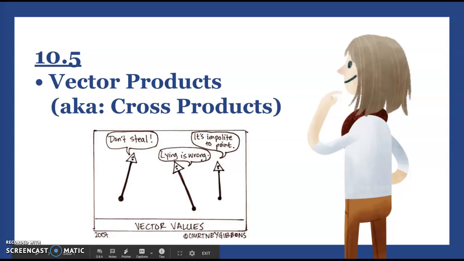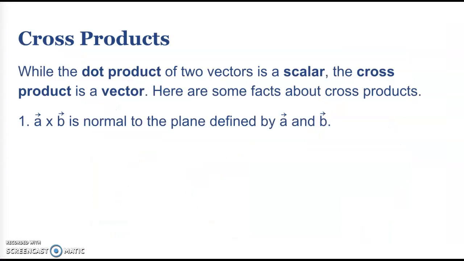In this video, you will learn how to calculate vector products, also known as cross products, and how to use them to find the area of a parallelogram or triangle in space. While the dot product of two vectors is a scalar, meaning a number, the cross product is a vector.